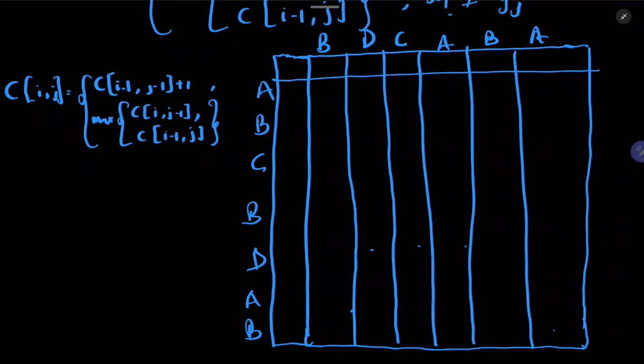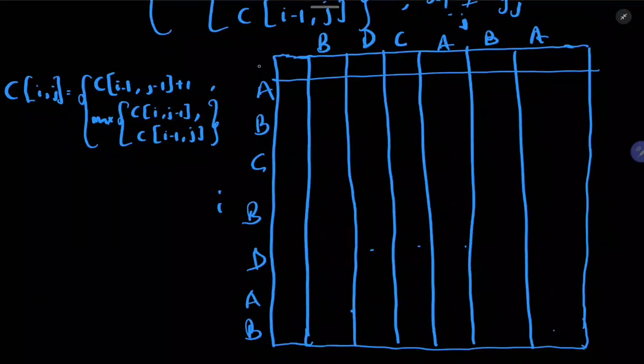So we have the two words. Let's call this part i. Let's call this side j. And we are going to be using this formula to fill up this table, and you're going to see how it makes our work so much easier.